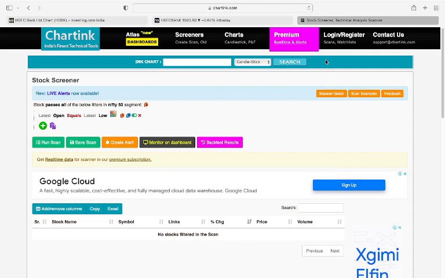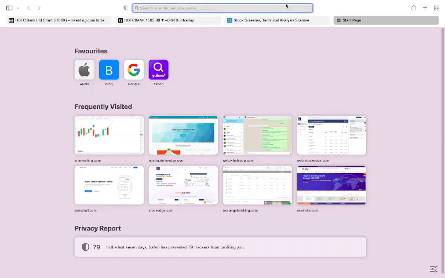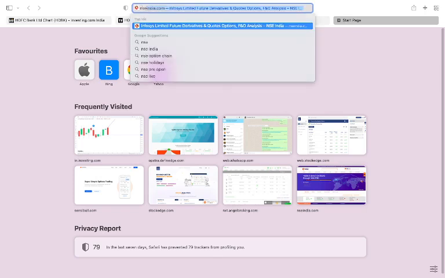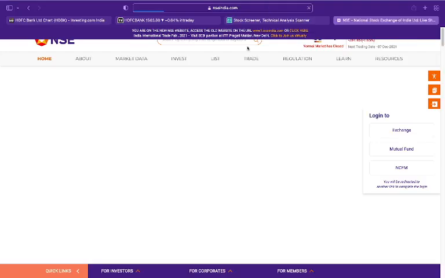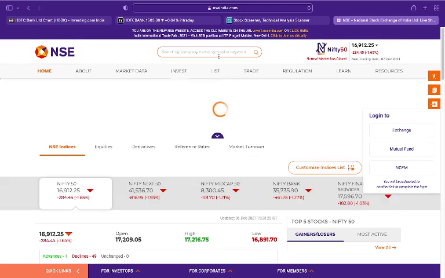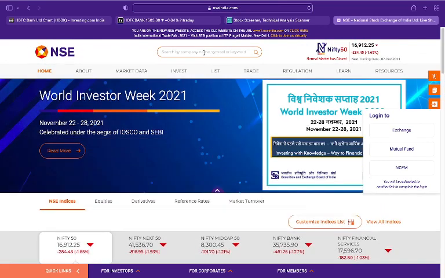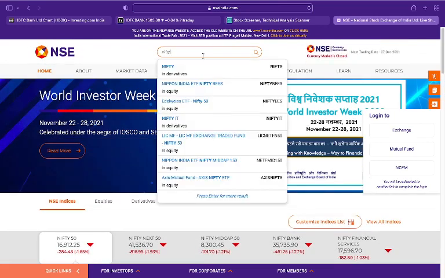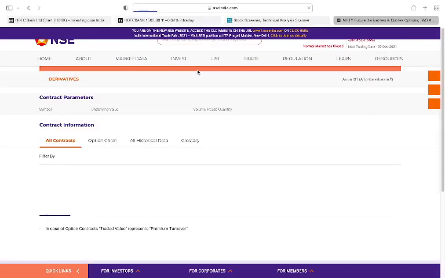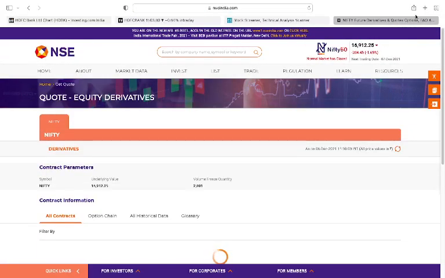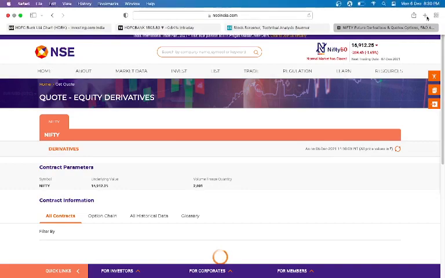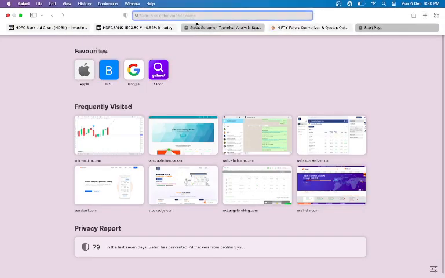So chartink.com, investing.com, tradingview.com, these are the main websites we use for the technical course, that is LKG. The technical course is LKG. And we also use nseindia.com. So how to use nseindia.com? Just type Nifty, it will come like this, and we can take the option chain. All those things will be discussed in the classes.